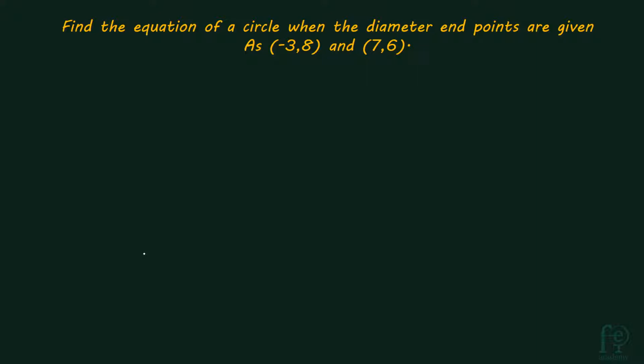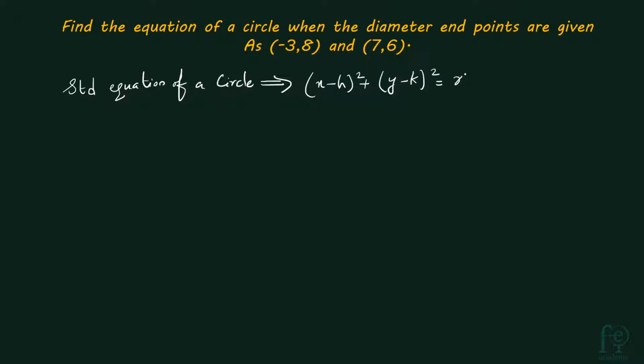There are two different types of equations for a circle. One is the standard equation of a circle and the second is the general equation of a circle. The general equation we will be discussing in the next question. Here we are going to see the standard equation of the circle. The standard equation of a circle is given as (x minus h) the whole square plus (y minus k) the whole square is equal to r square.